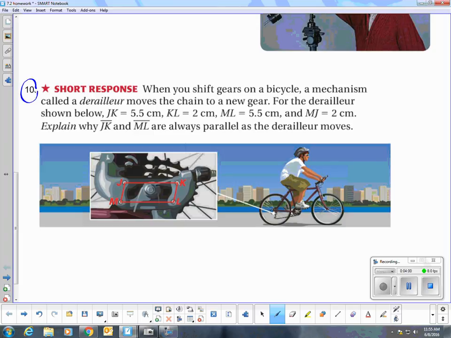Number 10. We have a mechanism here that you've seen before in a bicycle. It's called a derailleur. And in this derailleur, there's a diagram showing a parallelogram. And we call that parallelogram JKLM. In this diagram, JK has a measure of 5.5.